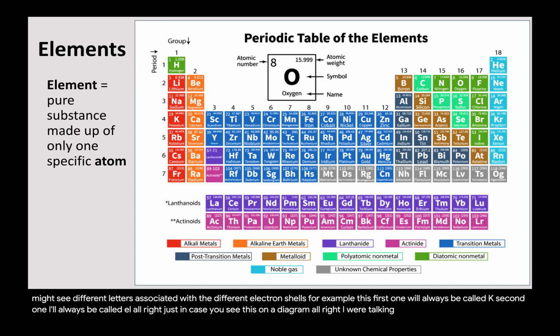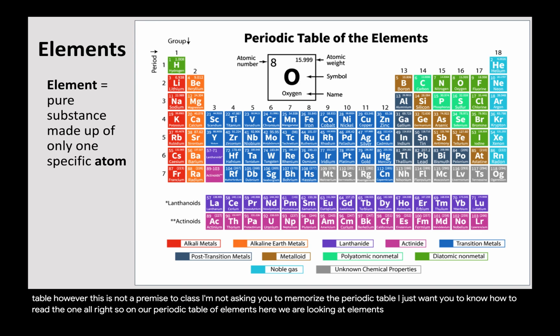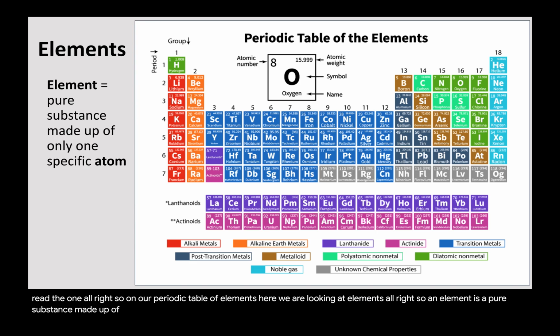All right, if we're talking atoms, we have to talk about the periodic table. However, this is not a chemistry class. I'm not asking you to memorize the periodic table. I just want you to know how to read one, right? So on our periodic table of elements here, we are looking at elements, right? So an element is a pure substance made of only one specific atom, all right? So if I say element, if I say atom, they can be used kind of interchangeably here. So an element only has that specific atom in it.